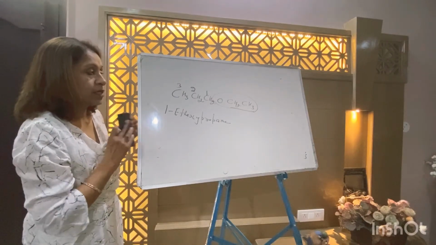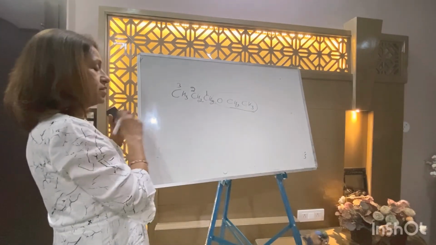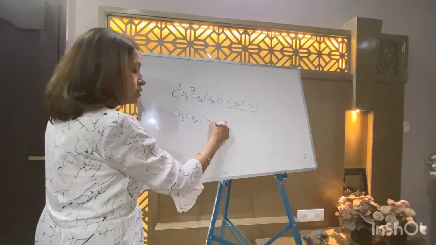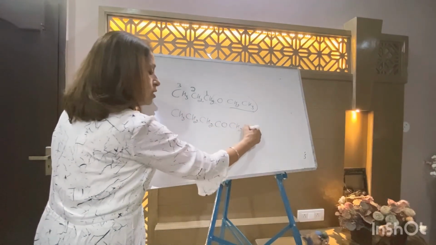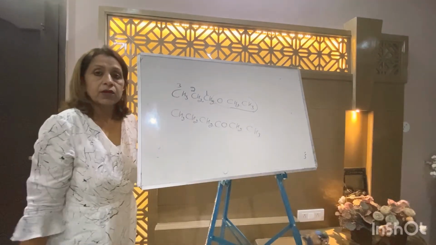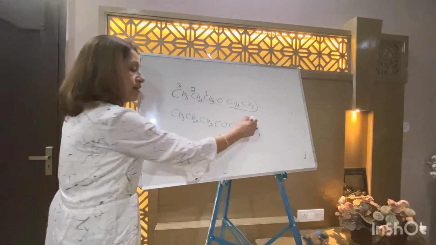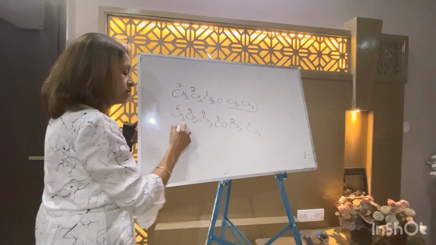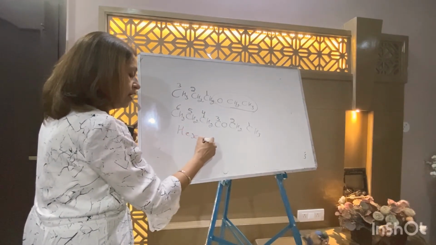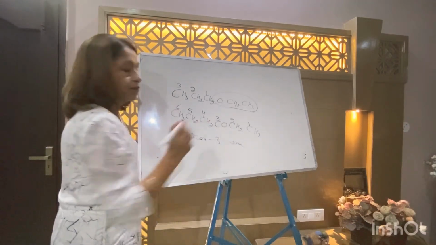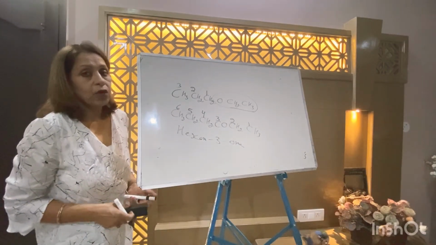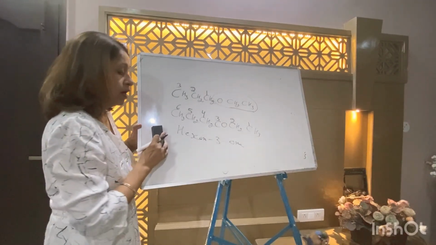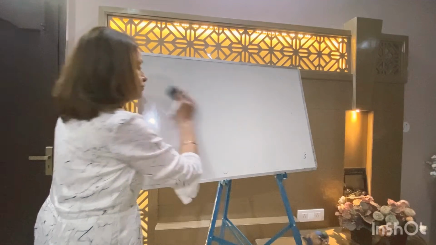Okay, 1-ethoxy propane. But if it is CH3, CH2, CH2, CO, CH2, CH3, now it is ketone. 1, 2, 3, 4, 5 and 6. It's a hexane 3-one. So O is ether, CO is ketone. I'm taking more, hexane 3-one.